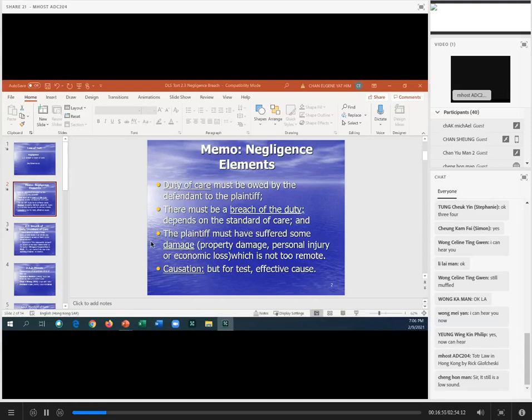Also worthy of note, and I think I put this in another PowerPoint, the burden of proving all of these elements is on the plaintiff. Important point to make. When we come to defenses later, the burden of proving a defense will be on the defendant. And the burden of proof is important. If you're doing an exam question or advising anybody, which is often what you're doing in an exam question, then be aware of who has the burden of proof.